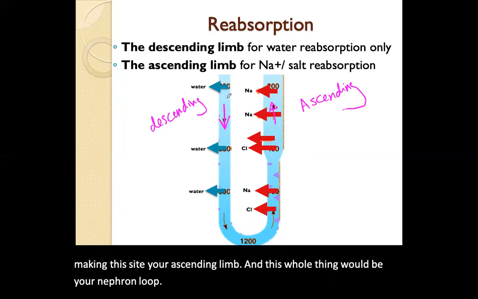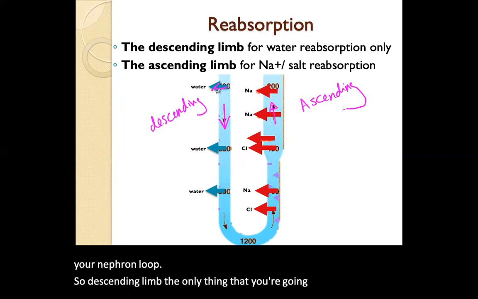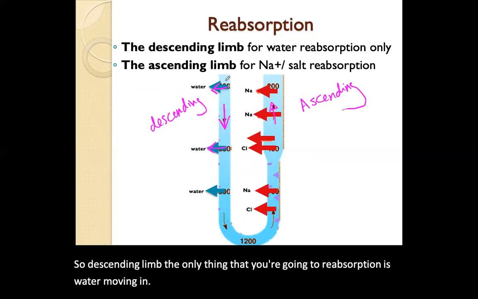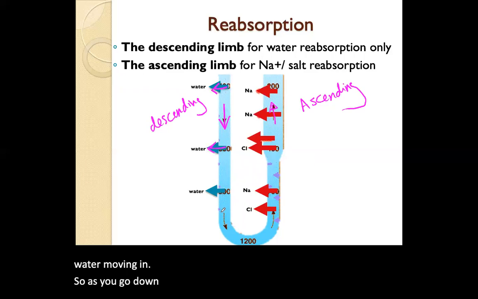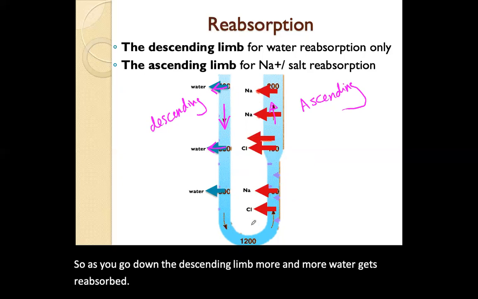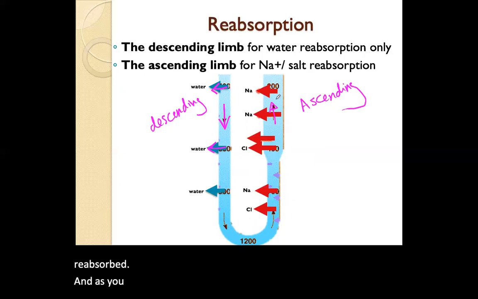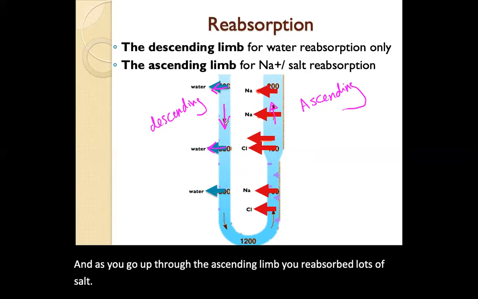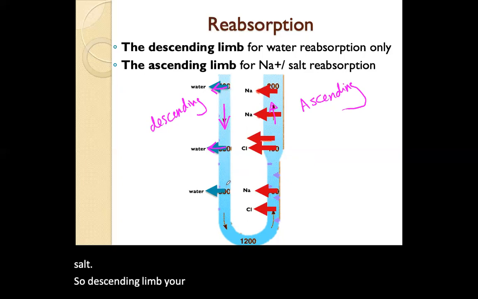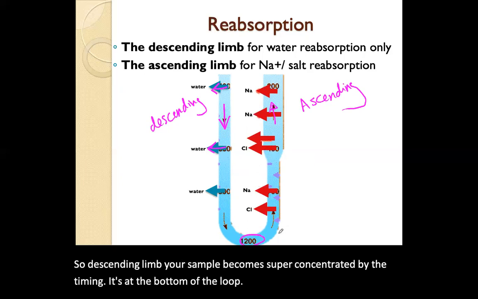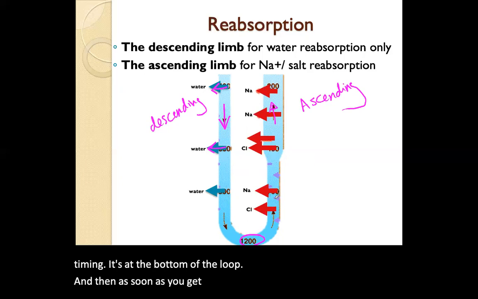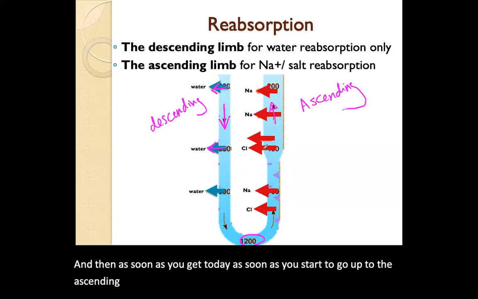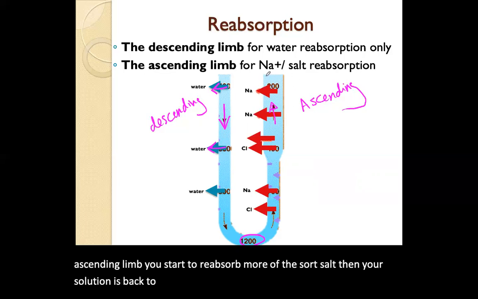So in the descending limb, the only thing that you're going to reabsorb is water moving in. So as you go down the descending limb, more and more water gets reabsorbed. And as you go up through the ascending limb, you reabsorb lots of salt. So in the descending limb, your sample becomes super, super concentrated by the time it gets to the bottom of the loop. And then as soon as you start to go up through the ascending limb, you start to reabsorb more of the salt, then your solution is back to normal concentration.